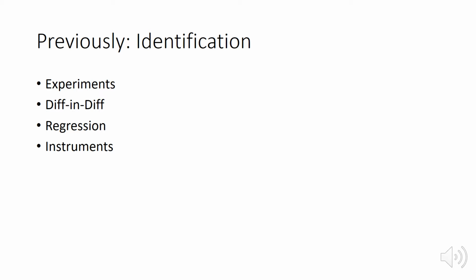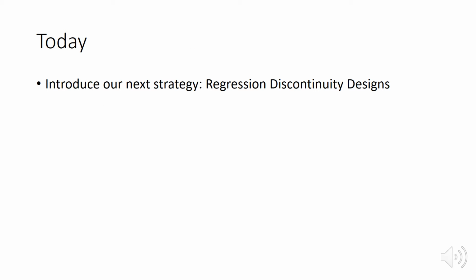The idea behind everything we've done so far is to think about what is determined from outside the system so we can look at causes and effects, and in particular so we can look at the effects of causes. And what we want to know in particular is how can we rule out these sources of bias that we've been talking about. We want to know that selection into the cause is not determined within the system. So what we're doing today is just expanding on that by introducing our next strategy, regression discontinuity designs.